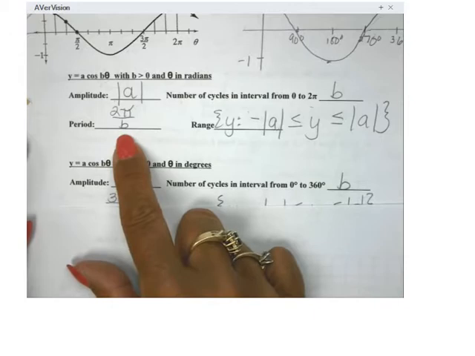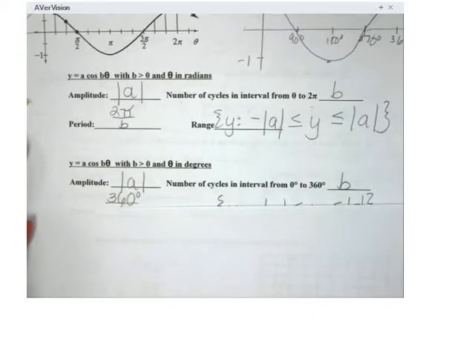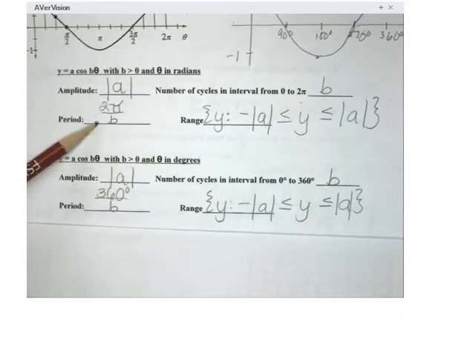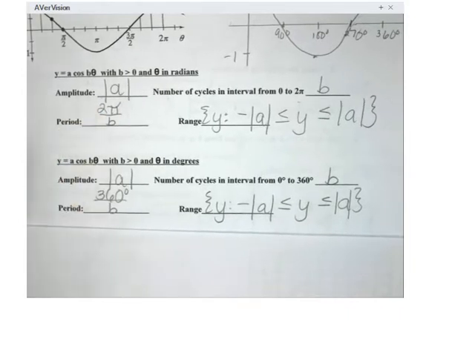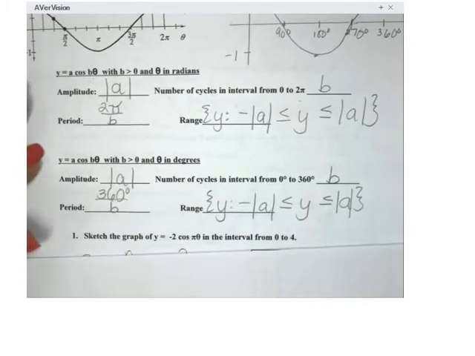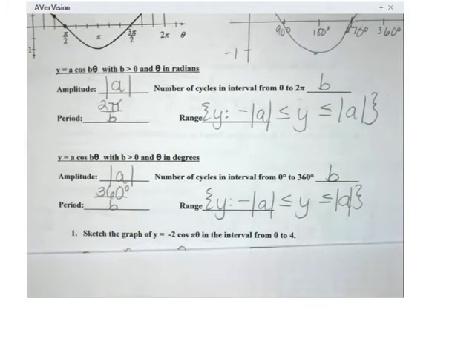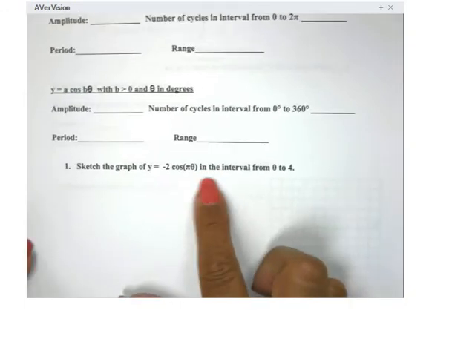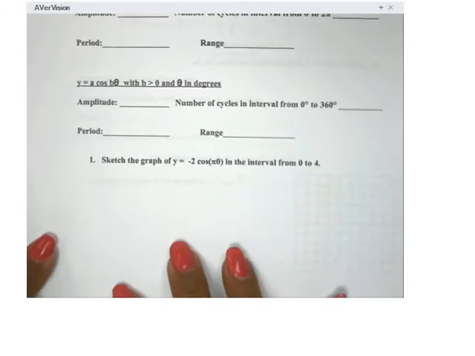The period, or the length of a wave, will be determined by taking 2 pi divided by the coefficient b. And if we were in degrees, it would be the same idea with 360 degrees substituted in place of 2 pi. We would have 360 degrees in that top. But again, you will be graphing in radians. So if I want to graph this function, let me switch to this piece of paper so that we have a blank here.